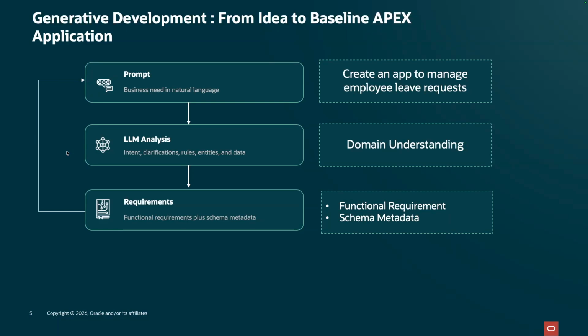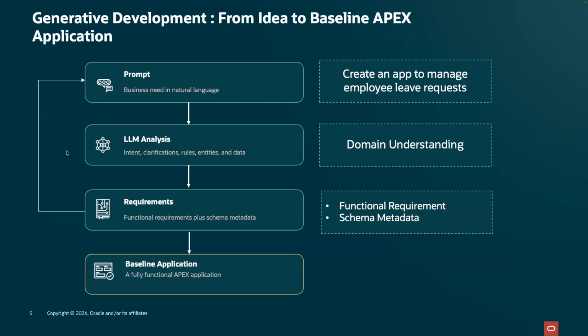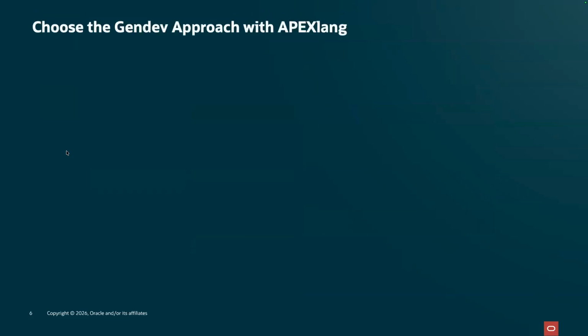Once you're done with this step, the next step is the baseline application. You simply use AI, use generative development to come up with an application using all the artifacts we have generated: the requirement document and the schema objects. Okay, so this is the flow at a high level. We're going to go in more depth on how we can generate an app using these two artifacts. That is what I'm going to talk about in the next slide.